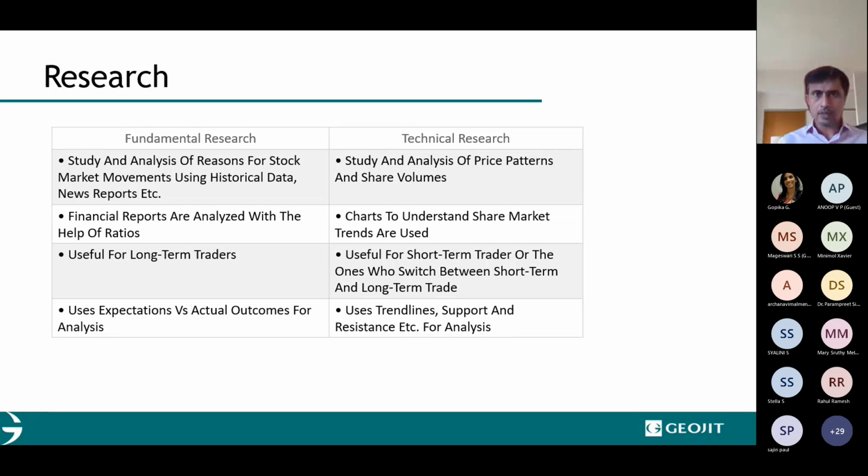Now coming to technical research. Technical research is actually the study and analysis of price patterns and share volumes. I will just show you a charting solution also. Charts are used to understand share market trends.